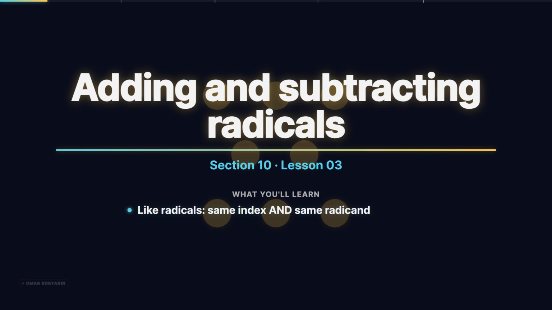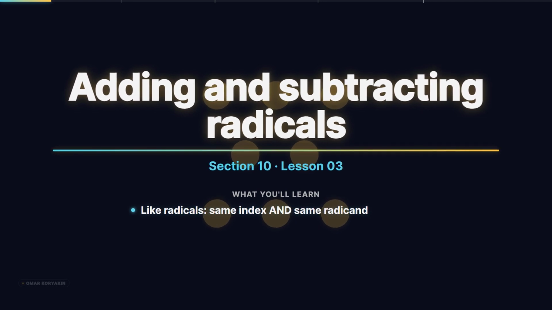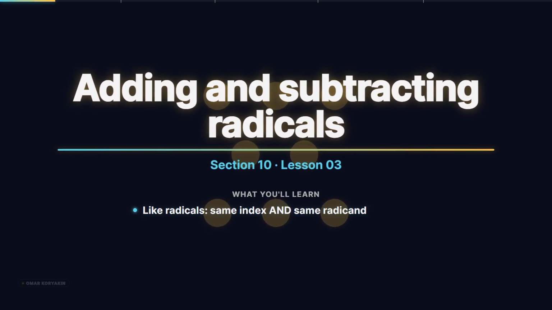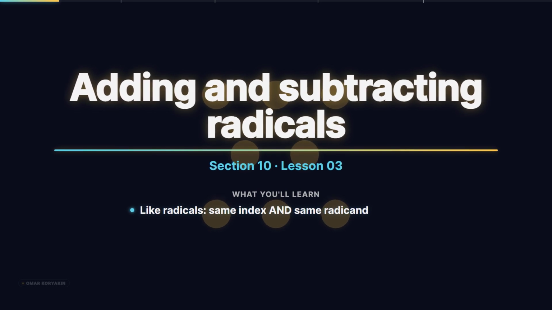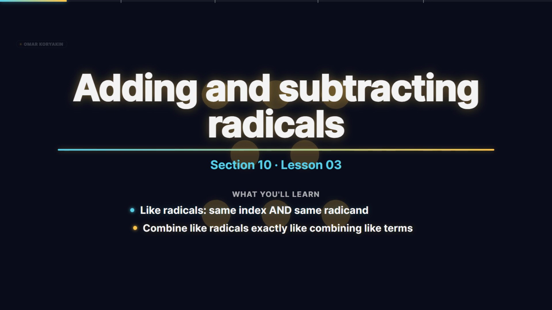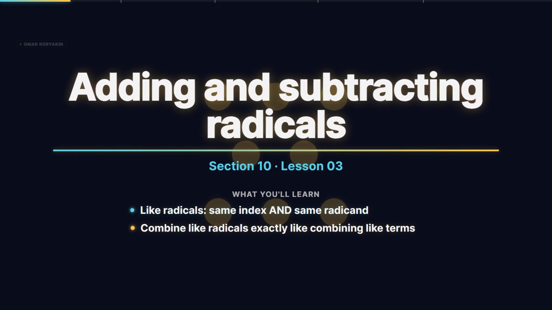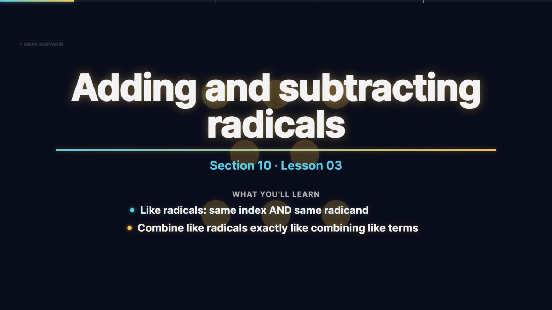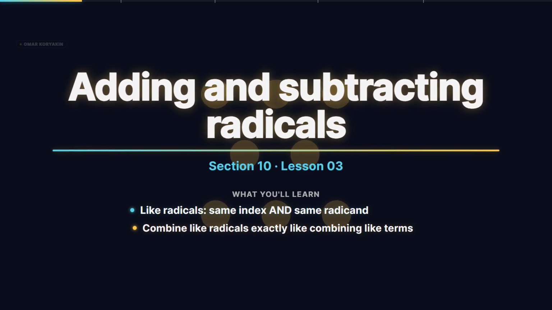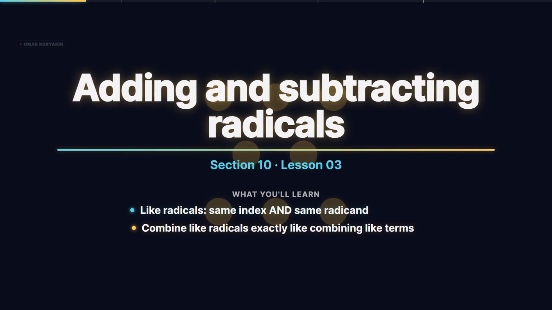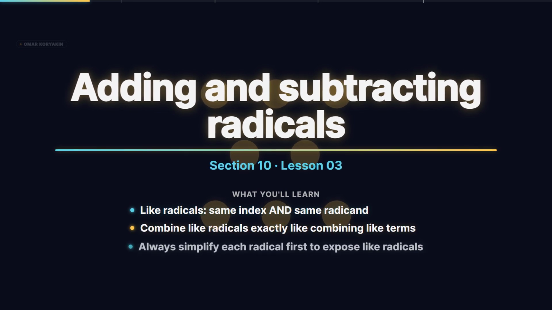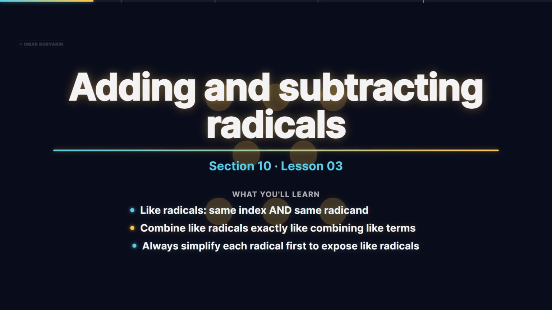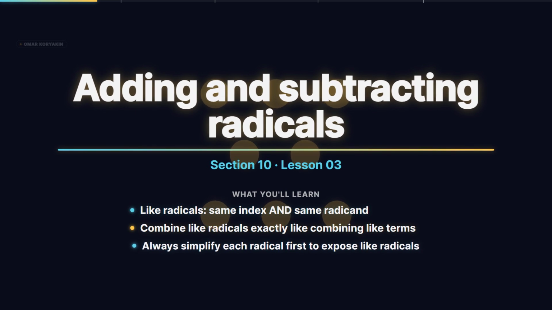3 root 2 and 5 root 2 are like; the coefficients are different, but the radical part is identical. 3 root 2 and 4 root 3 are not like, because the radicands 2 and 3 are different. The procedure is one step. Once you have like radicals, add or subtract their coefficients while keeping the radical unchanged. The radical itself does not change, only the multiplier in front does.